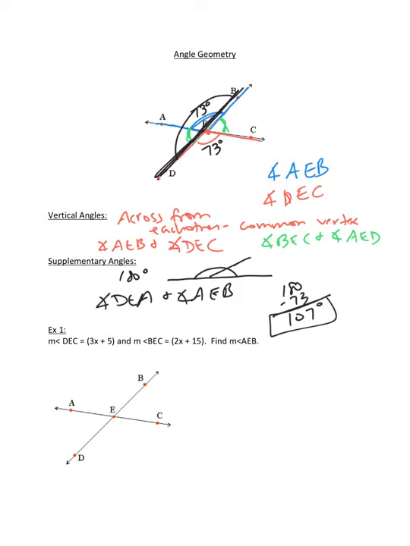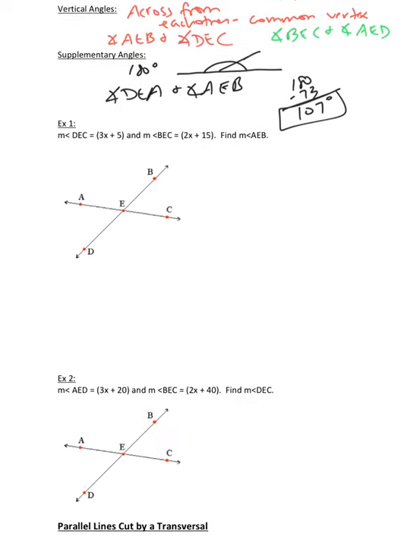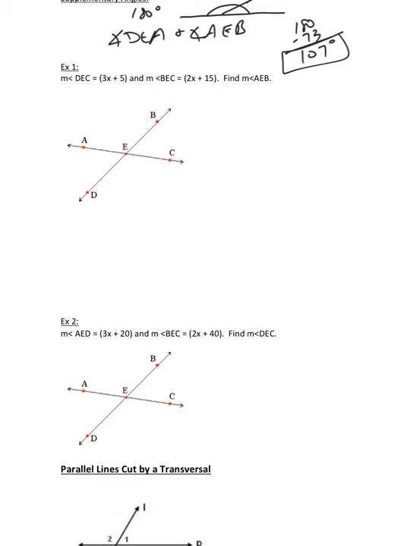Okay. So what you're going to see is algebraic equations being used for these instead of just numbers. In example 1, I tell you the measure of angle DEC is 3x plus 5. So what you want to do is find that angle, DEC is over here, and put the expression in it. And BEC is 2x plus 15. That's over here. And look at the relationship between those two angles. Are they vertical? Are they directly across from each other? No. They form a straight line.